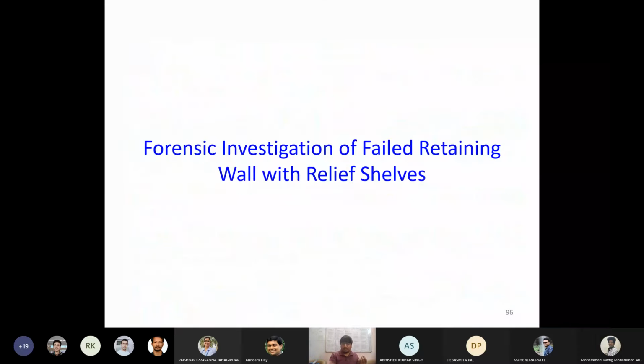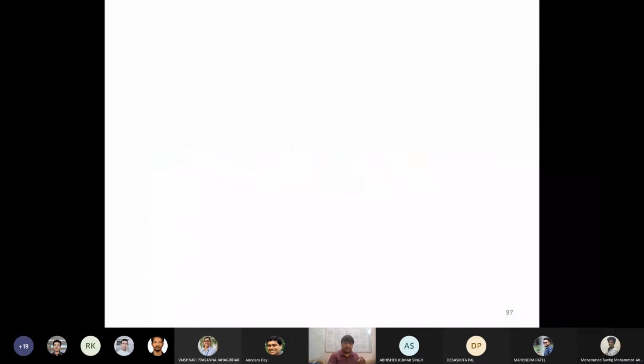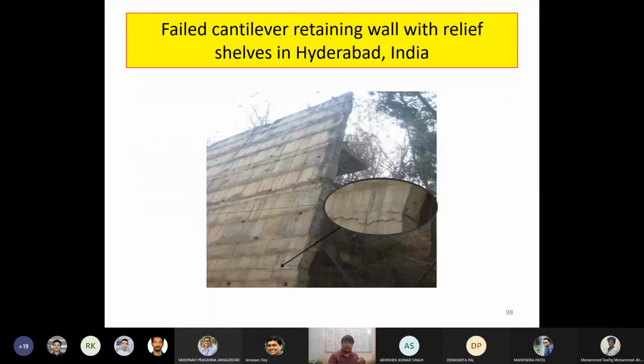So moving to the last part of today's talk, this is a case study of a failed retaining wall. I'll just show you the wall and then we'll move to a discussion of it. This particular wall was made in Hyderabad, and it failed after the monsoon. So what exactly was the situation? This wall has a height of 10 to 13 meters, varying along its length, where a 20 meter part of the wall was completely distressed and collapsed completely, which led us to the forensic investigation of this kind of wall.